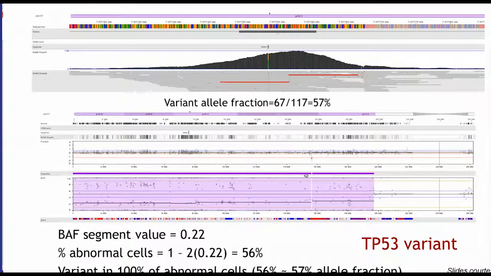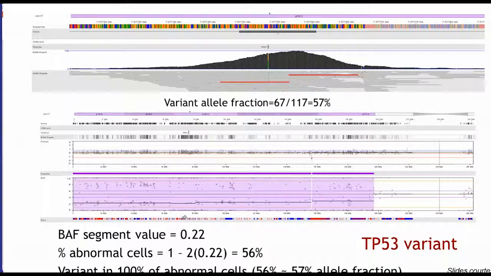And additional indirect evidence that the TP53 variant was most likely somatic comes from a calculation based on variant allele frequency. So I mentioned that TP53 was present with a variant allele frequency of 57%.